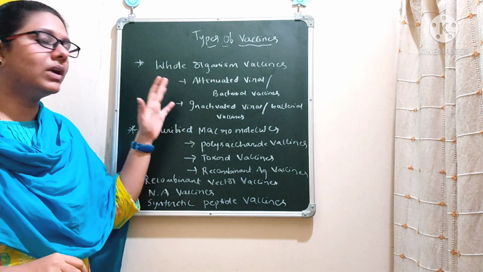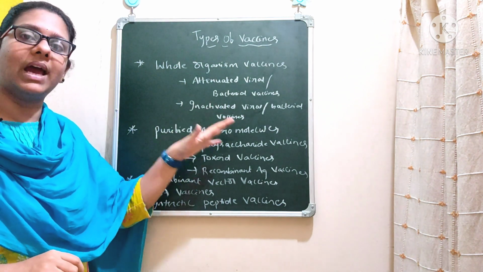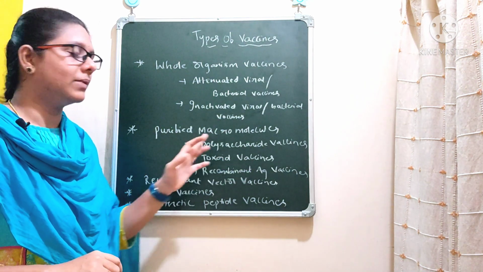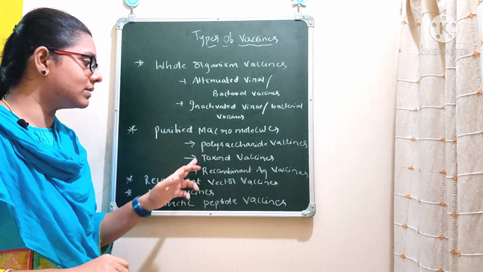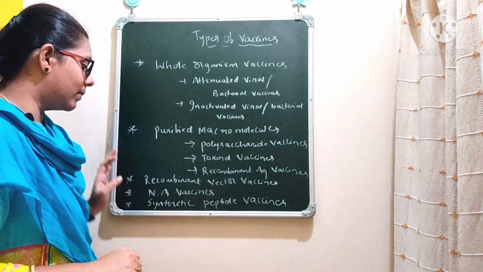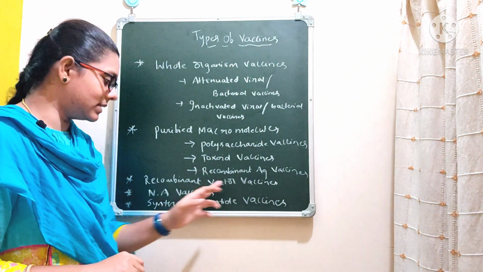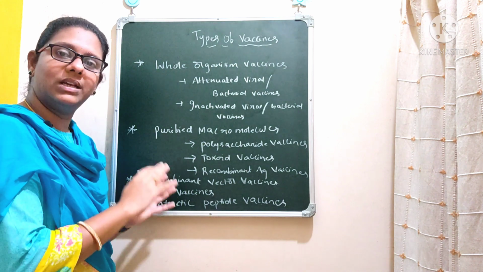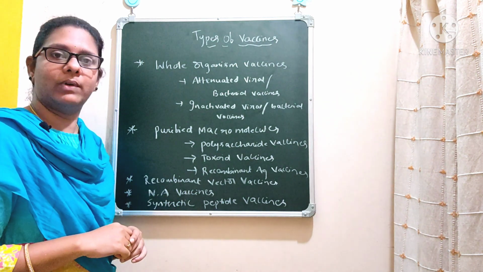vaccines, where we either attenuate the organism or inactivate the organism, as well as purified macromolecule vaccines. In this we are going to discuss especially the polysaccharide vaccines, toxoid vaccines and recombinant antigen vaccines. Moreover, the other types of vaccines are the recombinant vector vaccines and nucleic acid vaccines, where we are going to discuss DNA vaccines and RNA vaccines, and moreover synthetic peptide vaccines.